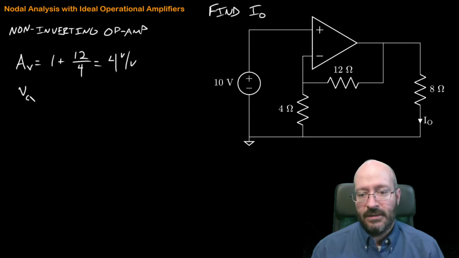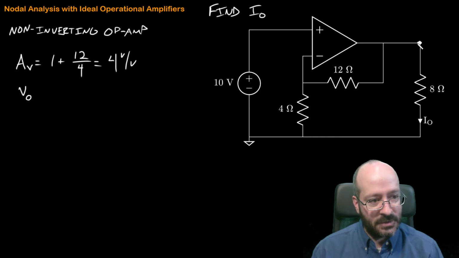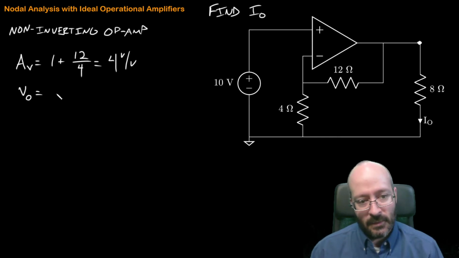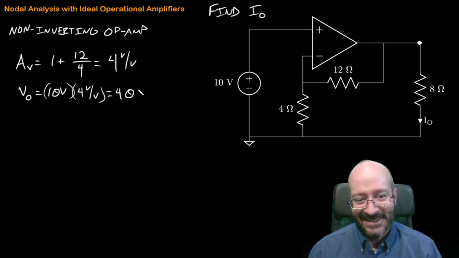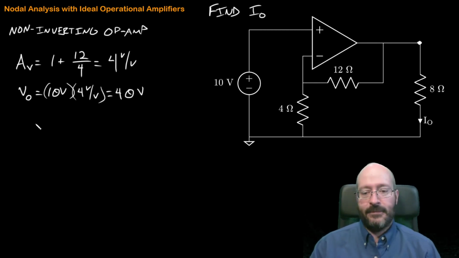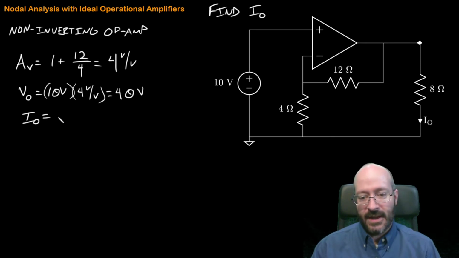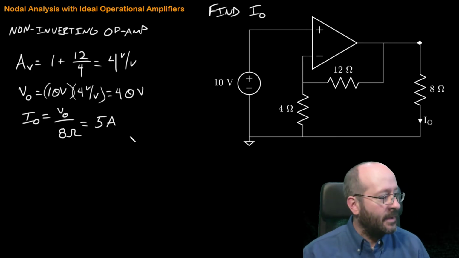And then we can say V out, which is going to be the voltage over here, is going to be 10 volts times 4 volts per volt, which is equal to 40 volts. We could then find I out, saying that's V out over 8 ohms, so 40 divided by 8 is 5 amps. So we can do that.